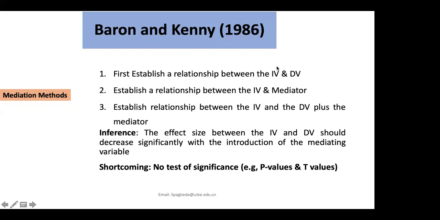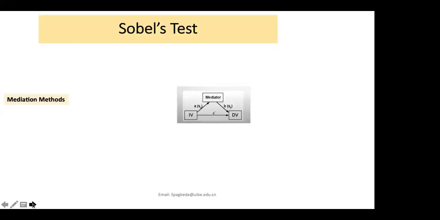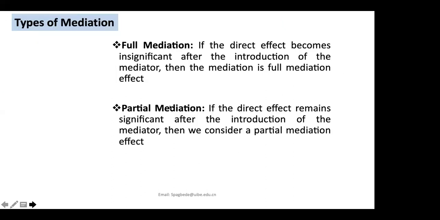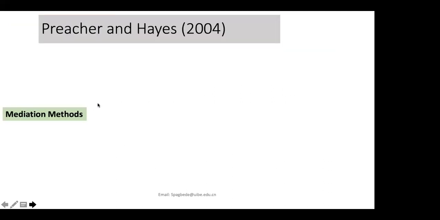But partial mediation is in such a way that after the introduction of the mediating variable, if the relationship between the dependent variable and the independent variable still remains significant, then the mediating effect of the mediator is partial. I think that's very clear. Now, those two methods are kind of obsolete.